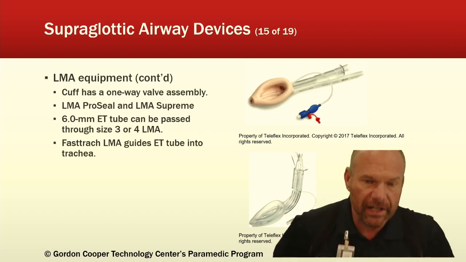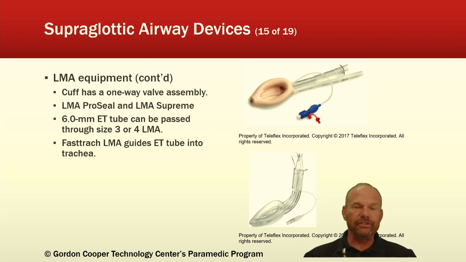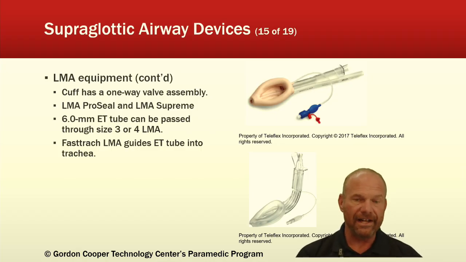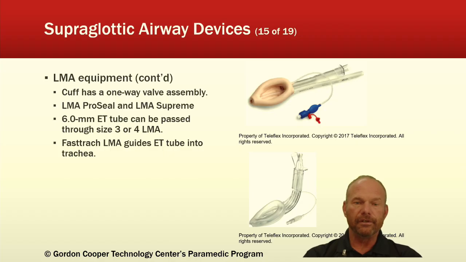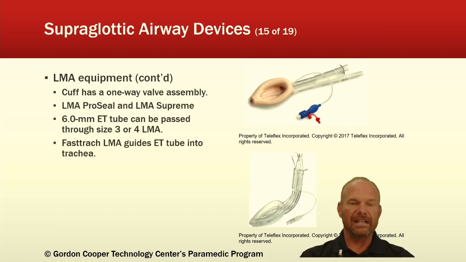So we do see a couple of different LMAs out there. You have the LMA ProSeal, which has a built-in drain tube that allows the stuff to come out, to redirect those expelled gastric contents, reducing the risk of aspiration. And then the Supreme, an anatomically shaped device that includes a gastric access port, making it ideal for patients at higher risk of regurgitation or aspiration. You can pass a 6.0 tube through a size 3 or 4 LMA, and it gives you a little pathway to transition into endotracheal intubation when needed.